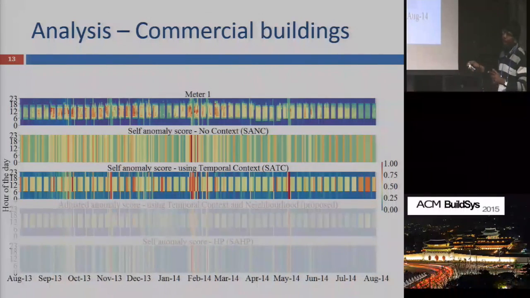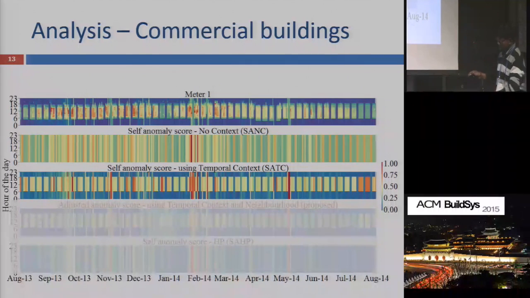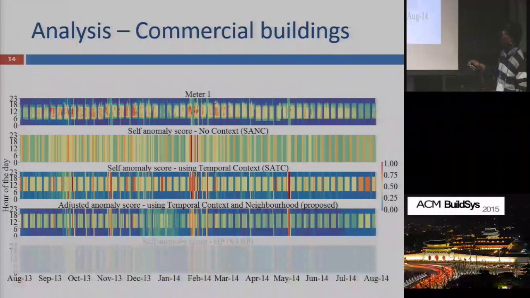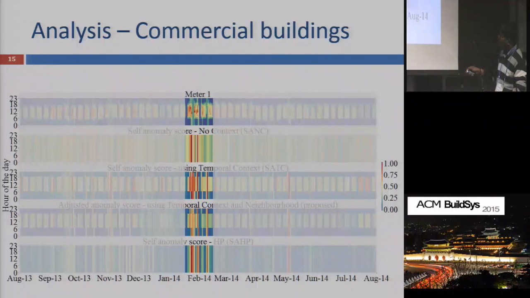For each time slot, it is assigning a score. And this is after adjustment. And then we have the score for HP as well. So let's look at what's happening here. Particularly for this case, the self-anomaly score is able to tag these portions, and using temporal context, it is actually improving that here.